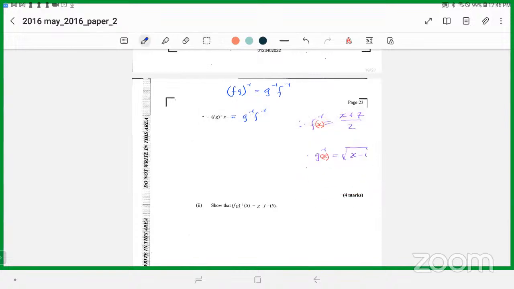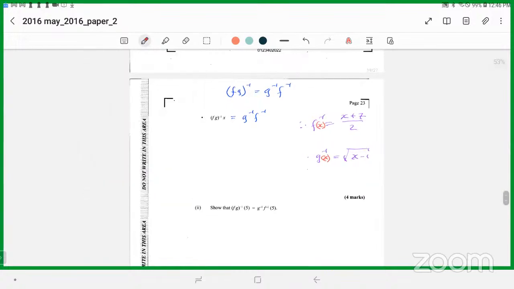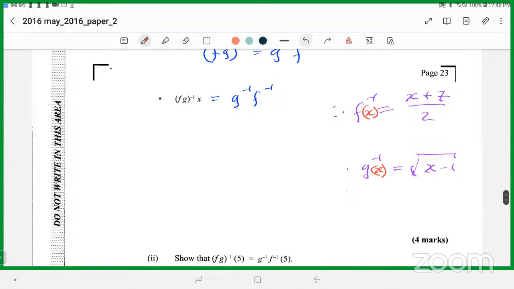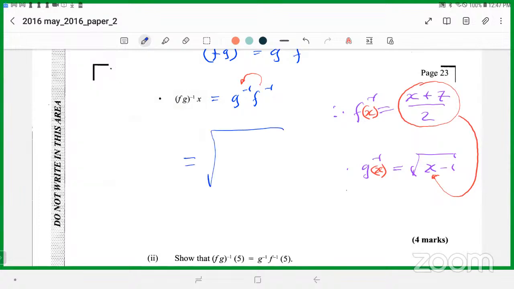What this means is that we're putting the f^-1 into the g^-1, like so. We're taking this f^-1 and putting it into the g^-1 here, where the x is. That's where it's going. And we can finish it off by writing this equal to the square root of everything, (x + 7) over 2, minus 1. Do the mathematics the easy way.